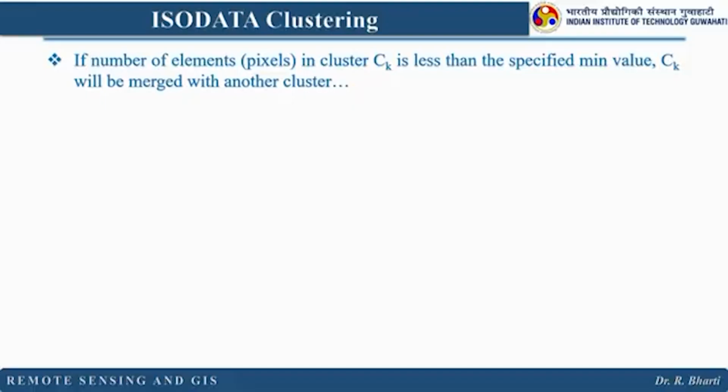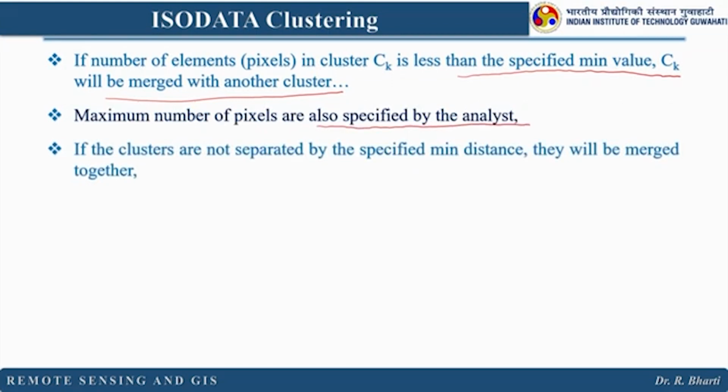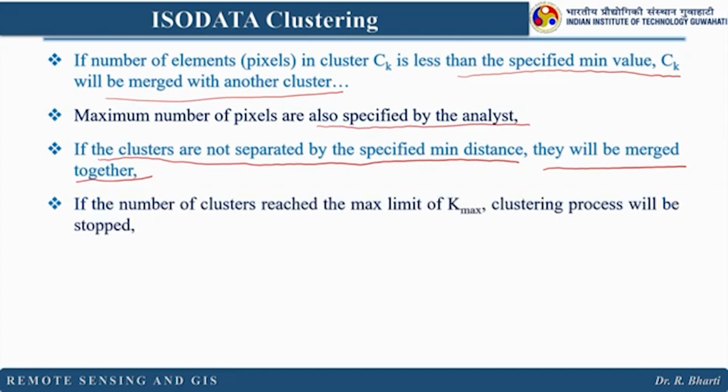So here, if the number of elements in cluster Ck is less than the specified minimum value, Ck will be merged with another cluster. That is the first criterion, right? Then the maximum number of pixels is also specified by the analyst. If the clusters are not separated by the specified minimum distance, they will be merged together, right? Then if the number of clusters reaches the maximum limit of K max, the clustering process will be stopped.